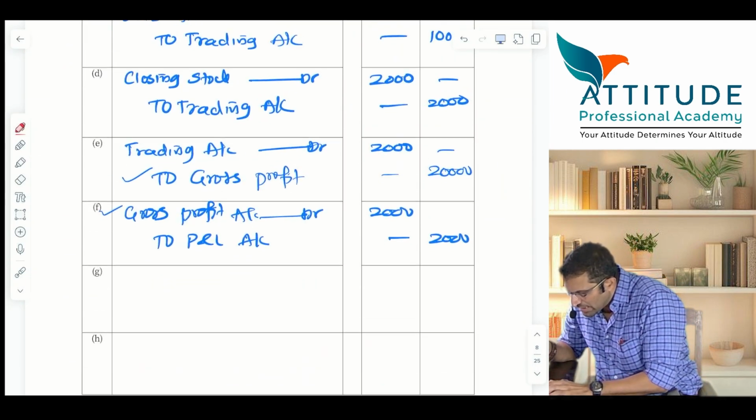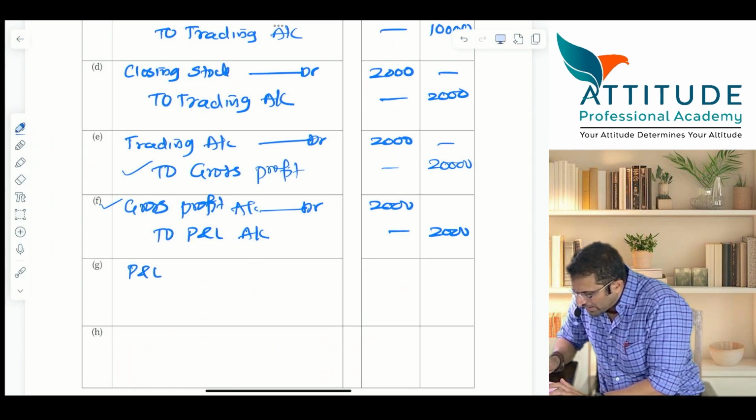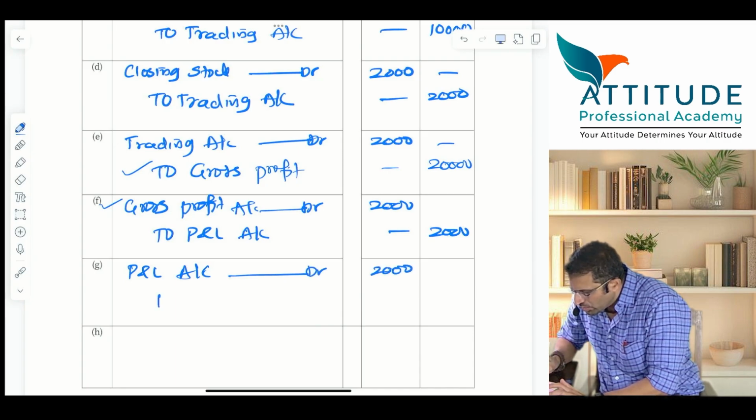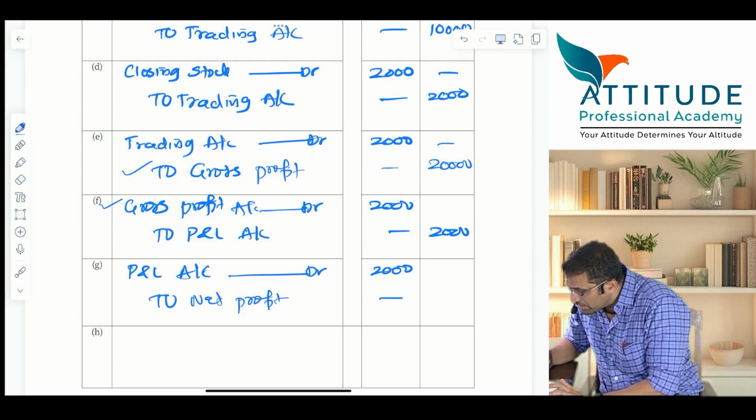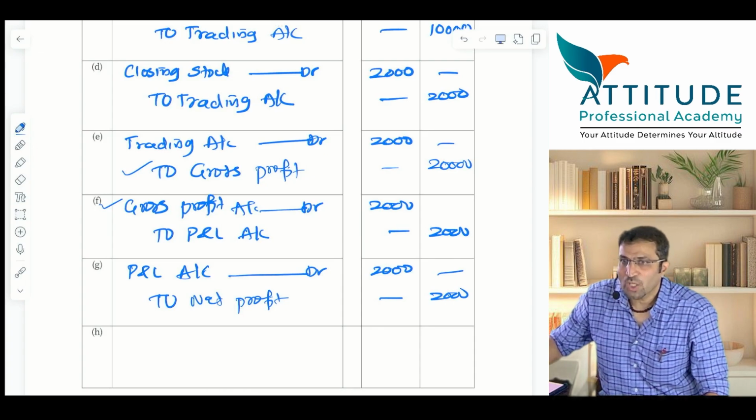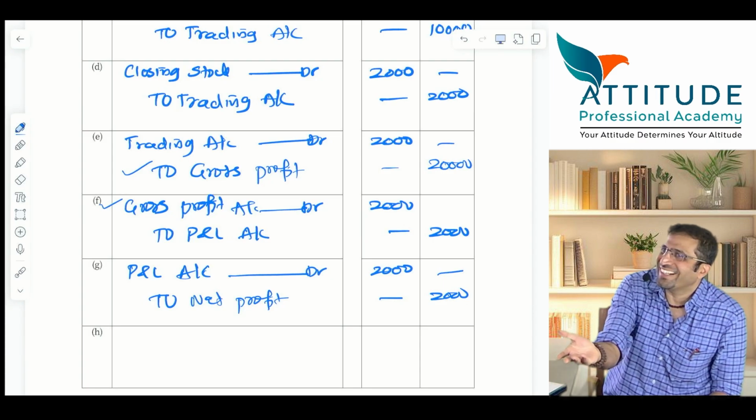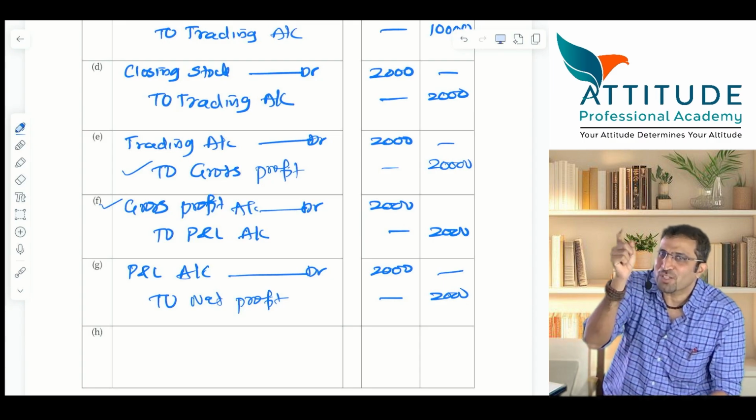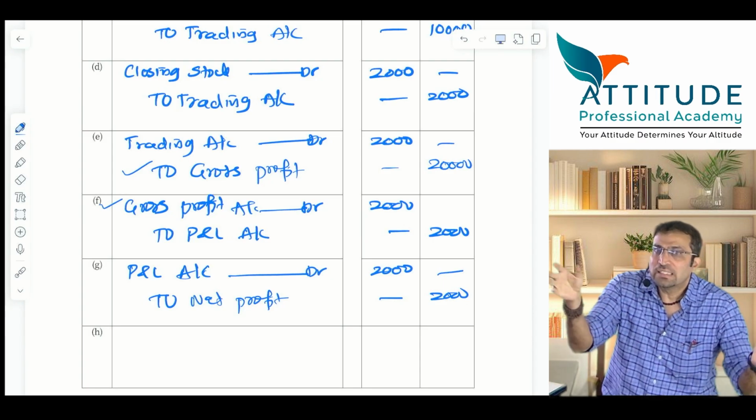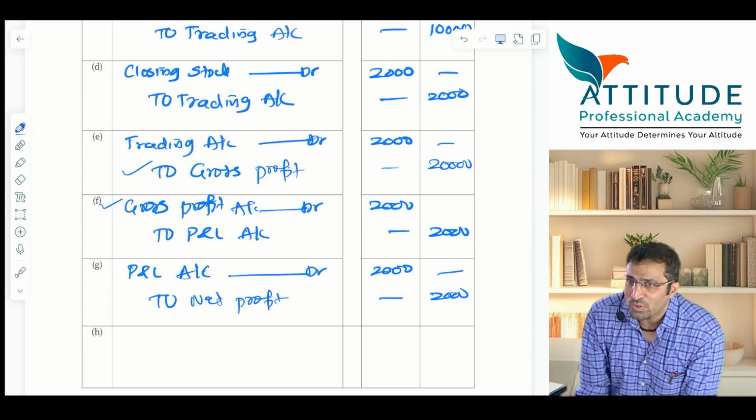Tell me the entry. Profit and loss account debit 2002, net profit 2000. How many accounts are left? How 7? P&L account is closed, no? Arey, you have opened net profit also, sir. Now net profit is also a nominal account. This net profit should also get closed. Where will you close it?